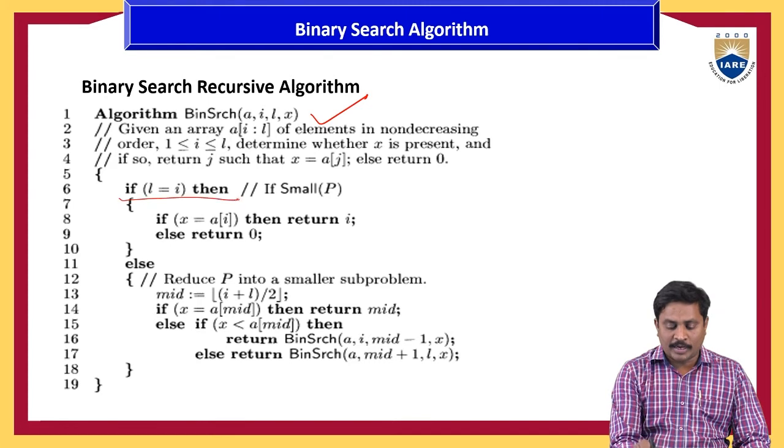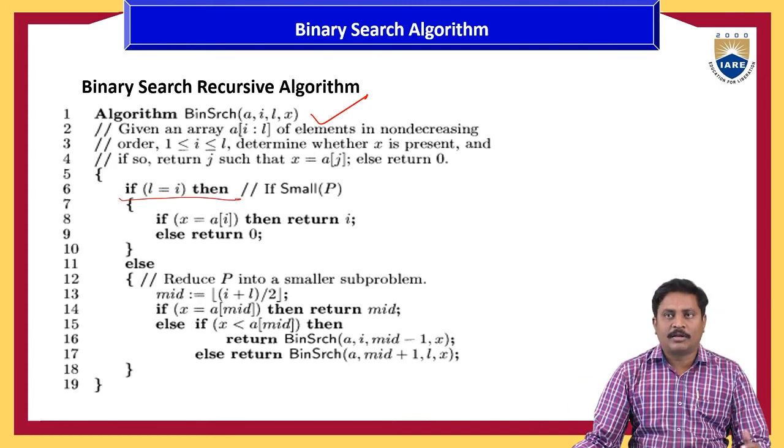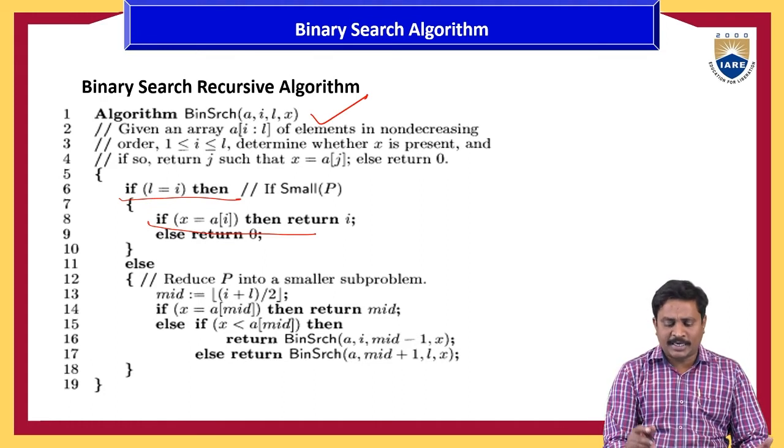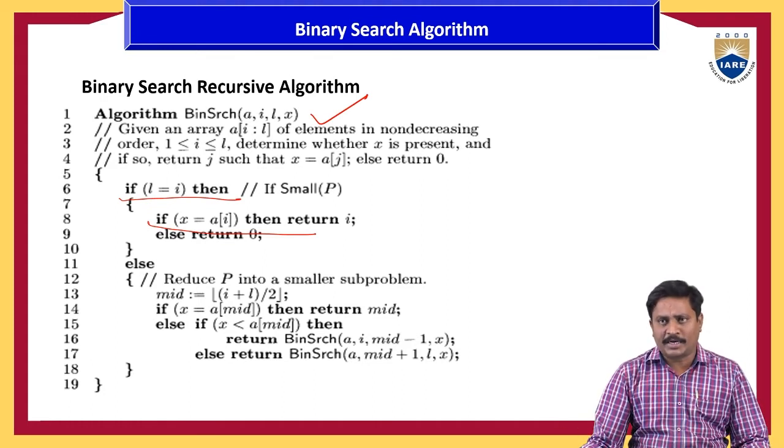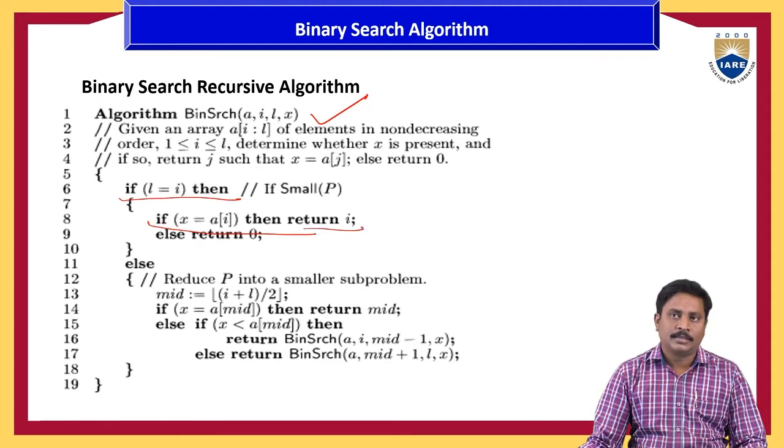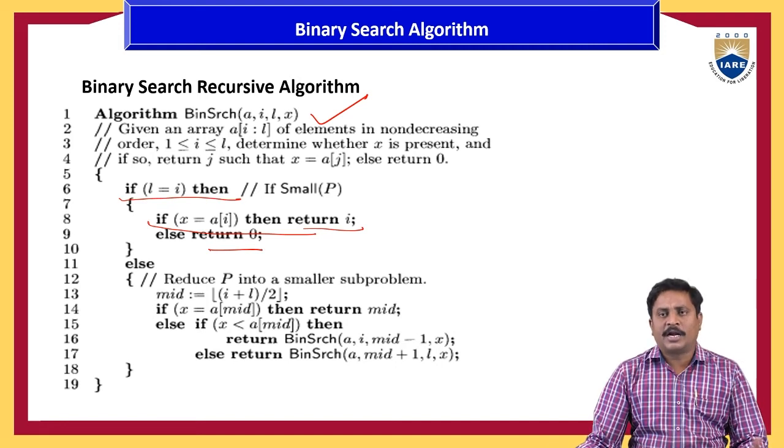If l equal to i, that means last element equal to first element, then if x equal to A of i, that array consists of only a single element. We check whether that element is equal to the finding element or not. If it is equal, return i. Else, return 0. Return 0 means that the element is not found in the given array.